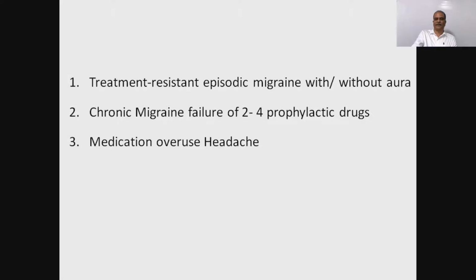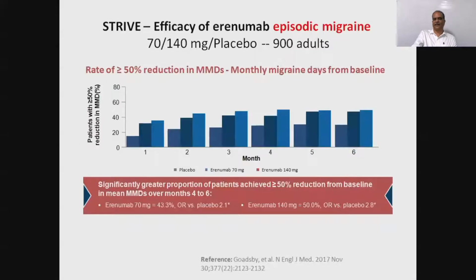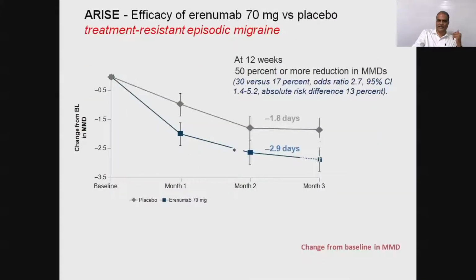One of the earliest trials is called the STRIVE trial, where it was tried in patients with episodic migraine. And you see here the monthly migraine days were reduced by more than 50% from the baseline in the first month itself. The second trial was called the ARISE trial, which was used for treatment-resistant episodic migraine. Here also, within the first 3 months, you have a very good reduction in monthly migraine days of 50%.